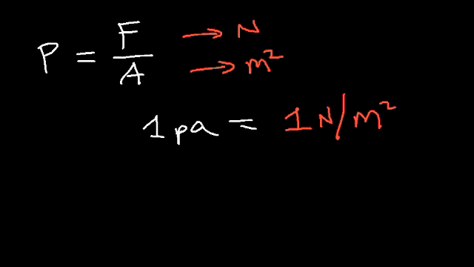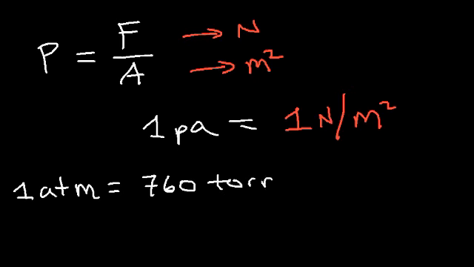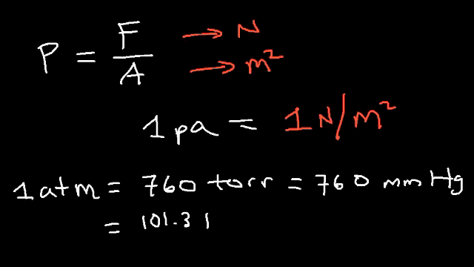But in chemistry, you tend to use units of atm. 1 atm is equal to 760 torr, which is equal to 760 millimeters of mercury, and that's equal to 101.3 kilopascals, which is 101,300 pascals.